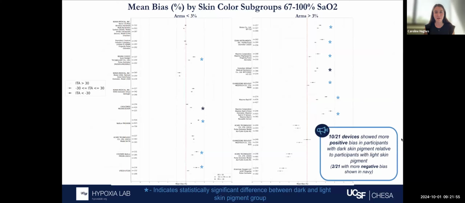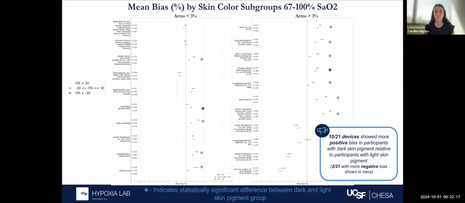And then here we will look at mean bias. Danny will continue this discussion on her slides, but we also wanted to give a visual representation. For many of our 21 devices tested, we saw positive bias overall, meaning that the pulse oximeter's SpO2 was a higher number than the subject's actual SaO2 blood oxygen levels.